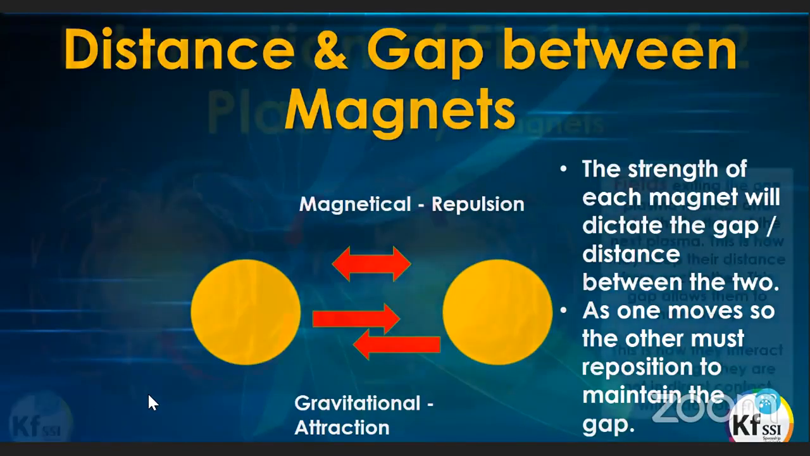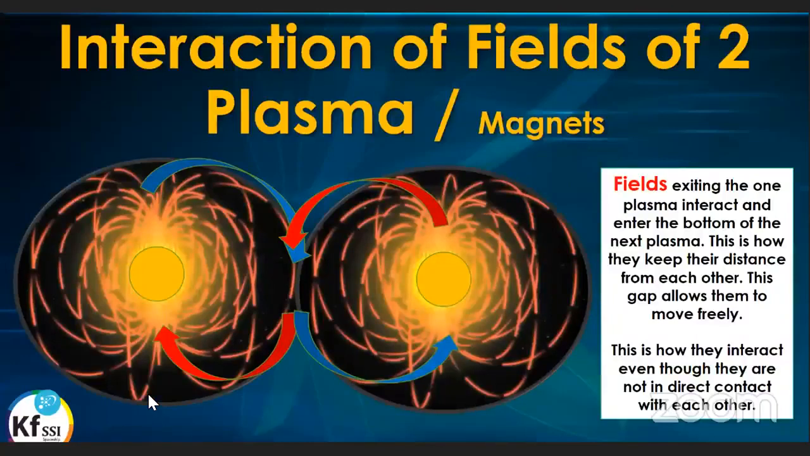And when we look at the interaction of the fields between the two magnets, or two plasmas as referred to, the fields exiting the one interact with and go into the bottom of the next plasma, and this is how they keep their distance from each other and keep that gap. It's how they interact with each other even though they're not in direct contact.